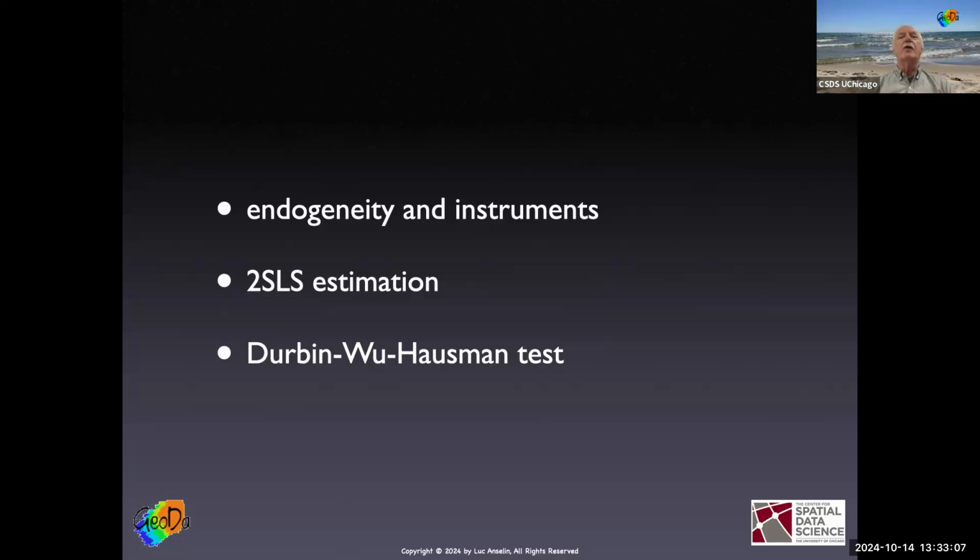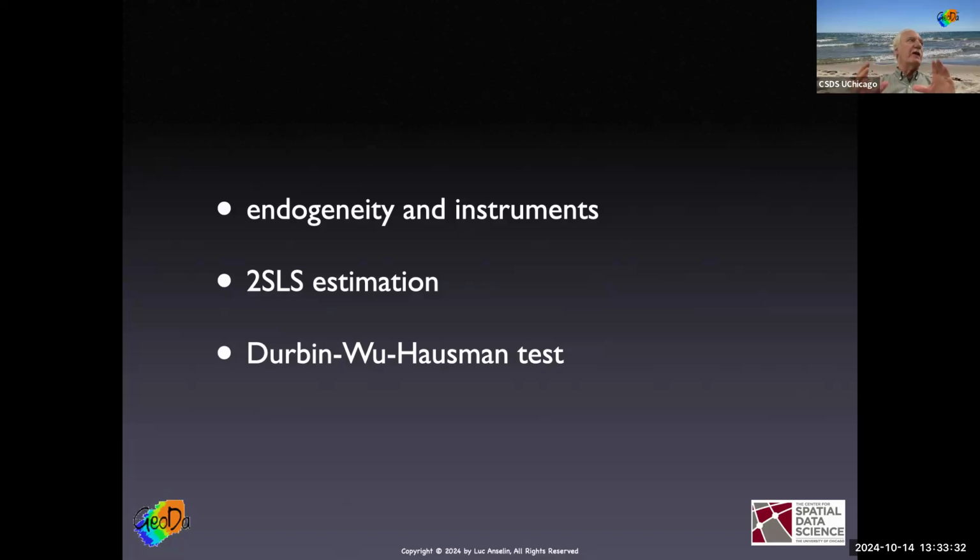And then I'll close with some words about the Durbin-Wu-Hausman test, which is an easy way, not necessarily the best way, but an easy way to assess whether you have a problem of endogeneity with some variables. Because this is a problem in practice.